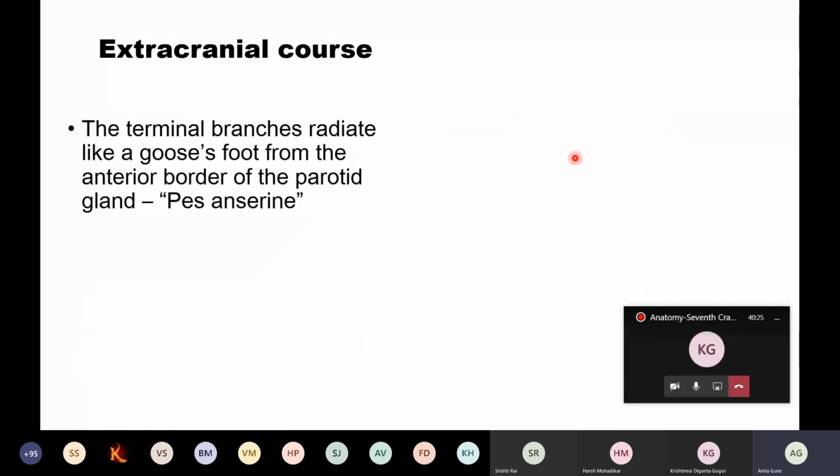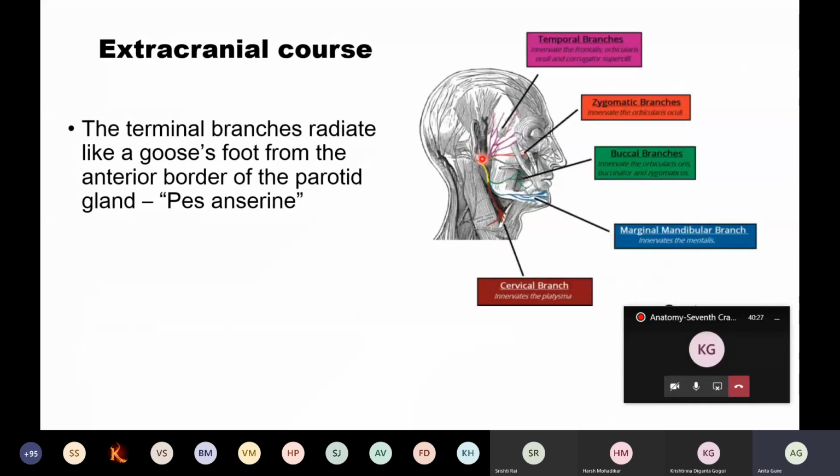These will again redivide into different small branches, 5 branches, that is temporal, zygomatic, buccal, marginal mandibular and cervical branch, to supply the facial muscles. This branching pattern appears like the feet of a goose or a duck. So it is called pes anserinus. You have to remember the branching pattern of the facial nerve in the parotid to supply all the facial muscles is called pes anserinus. So these are the terminal branches of the facial nerve.